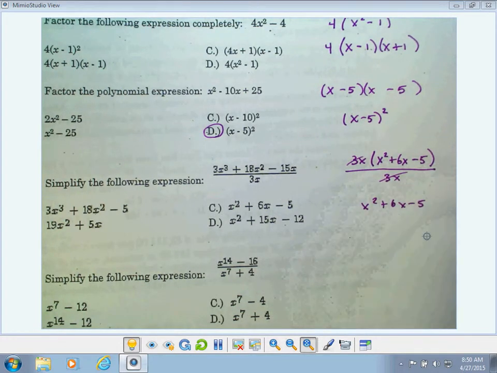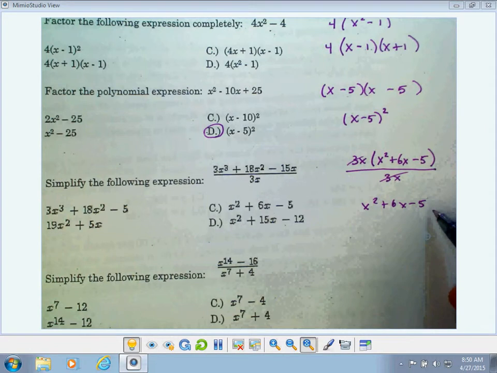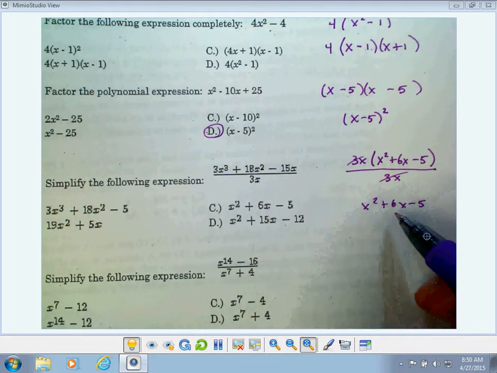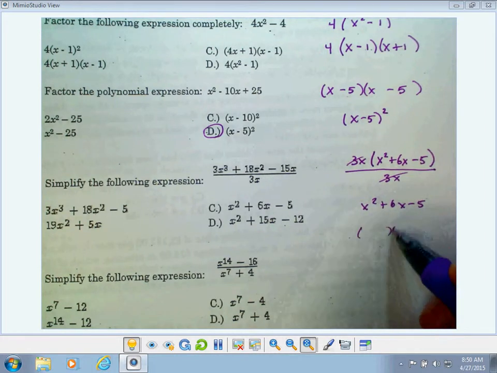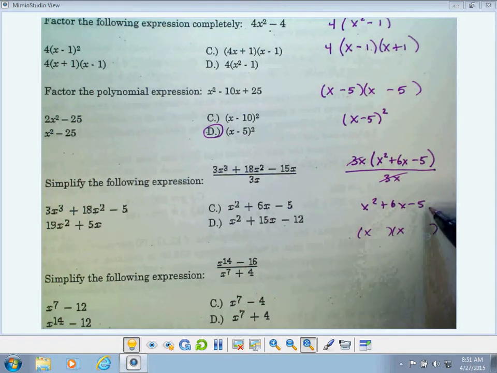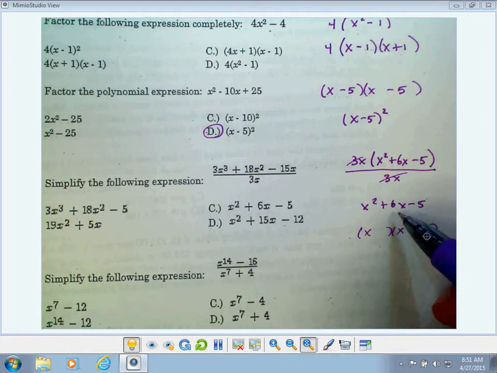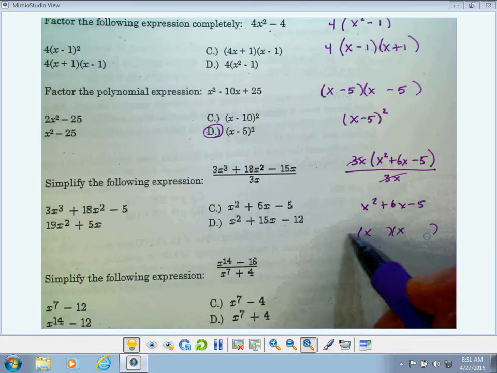And I would say, can I factor that at all? Well, I'd be looking for two terms that multiply to give me negative 5 and also add to give me 6. If you try to factor that, it would be x and x, you would think. But I think what you're going to run into is there are no numbers that multiply to equal -5 and also add to equal +6. So at this point, it's probably not factorable this way.